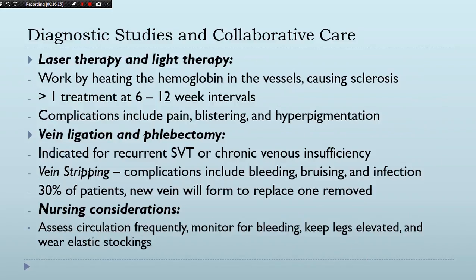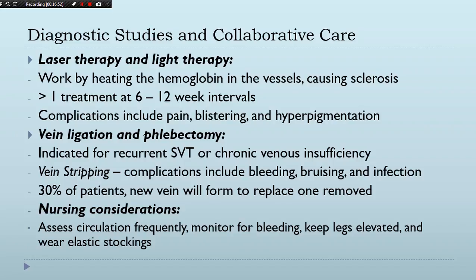Some other things that we might consider in patients with more advanced varicosities is laser and light therapy. This is going to work by heating the hemoglobin in the vessels, and it's also going to cause a sclerosis of the vessel, shrinking. Typically, patients are going to receive more than one treatment at 6 to 12-week intervals. Some of the complications that you might see with laser and light therapy is pain, blistering, and increased pigmentation of the extremity.